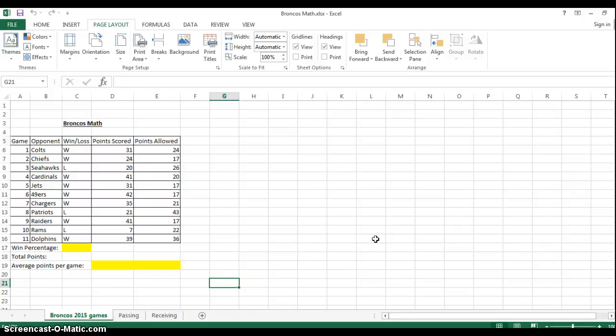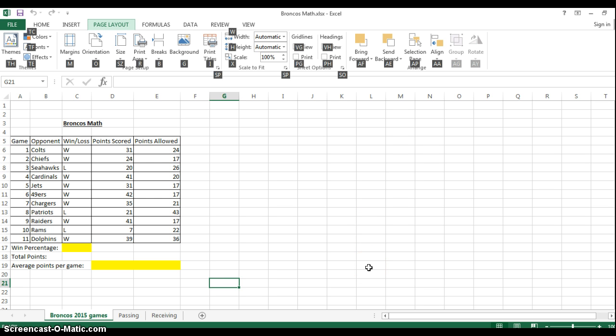Hi, this is a tutorial for doing math on Excel and is also a math lesson for elementary school students, generally 4th and 5th graders, showing how math can be used in a variety of ways, including sports statistics, which should be of interest to many students in Colorado because this is Denver Broncos math and many people in Colorado follow the Broncos.